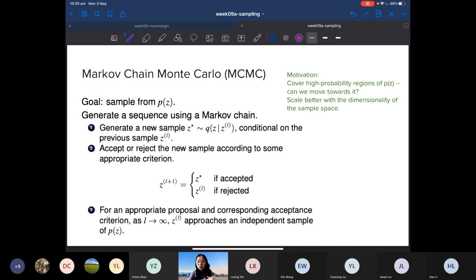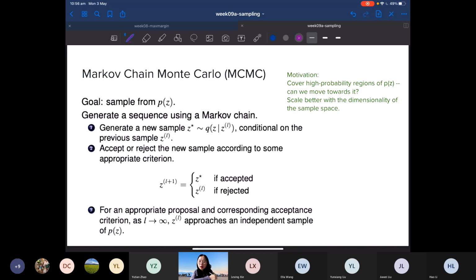Okay, before I move to MCMC and Gibbs, are there questions about this first part, just sampling from P of Z? Nope. Okay, people are all happy.